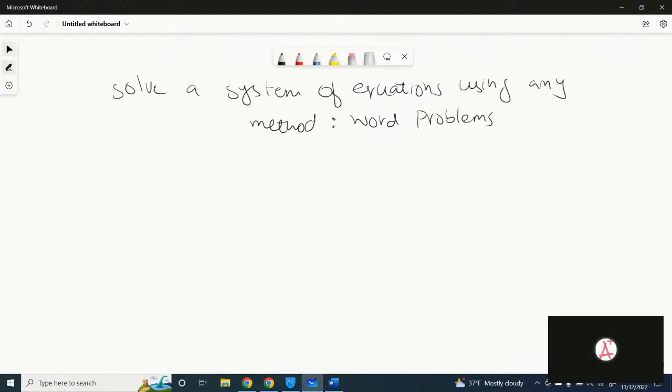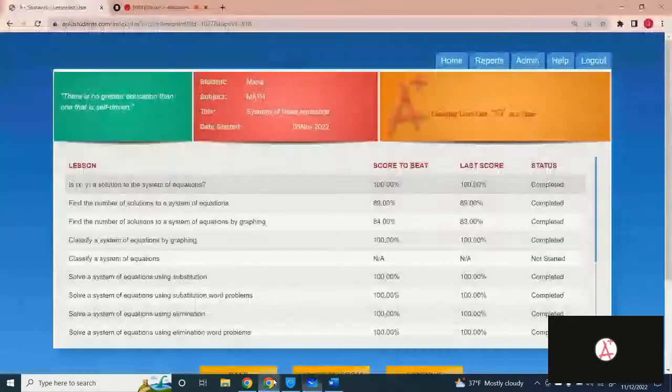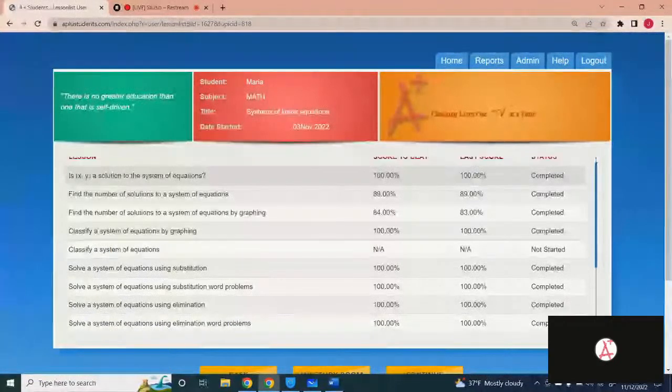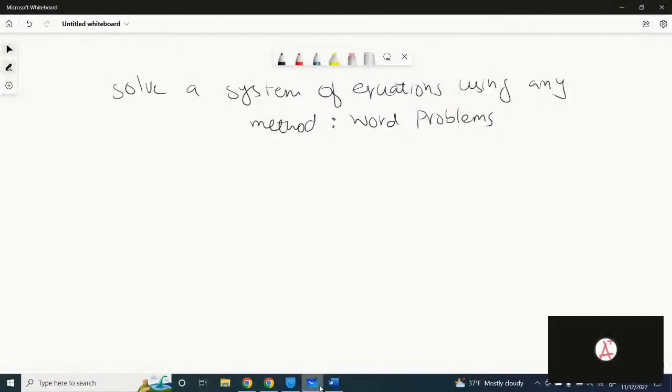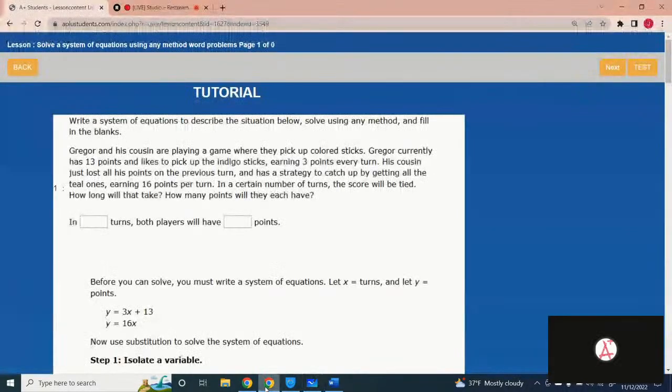Okay, let's start with the topic. Let's start with the example. Write a system of equations described by the situation below, solve using any method, and fill in the blanks. So you can use any of the methods to solve these equations.